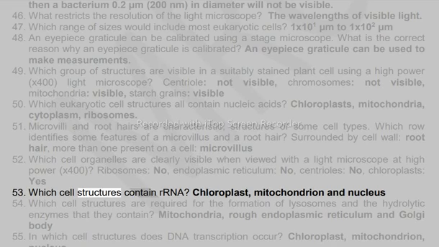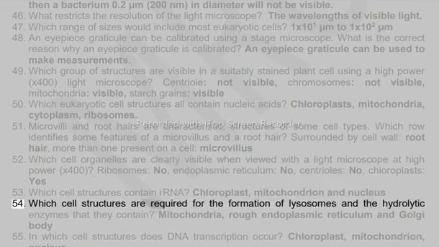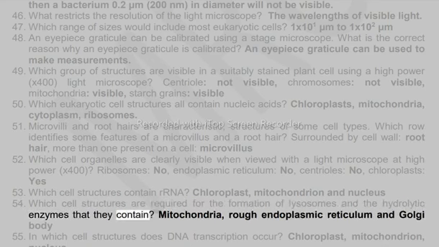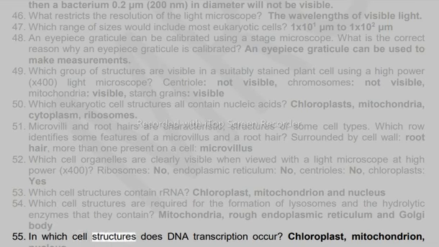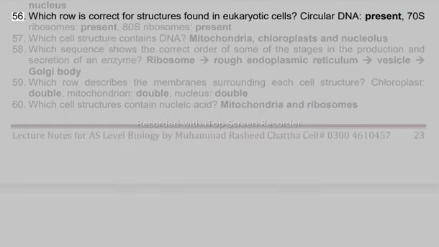53. Which cell structures contain rRNA? Chloroplast, mitochondrion, and nucleus. 54. Which cell structures are required for the formation of lysosomes and the hydrolytic enzymes that they contain? Mitochondria, rough endoplasmic reticulum and Golgi body. 55. In which cell structures does DNA transcription occur? Chloroplast, mitochondrion, nucleus.